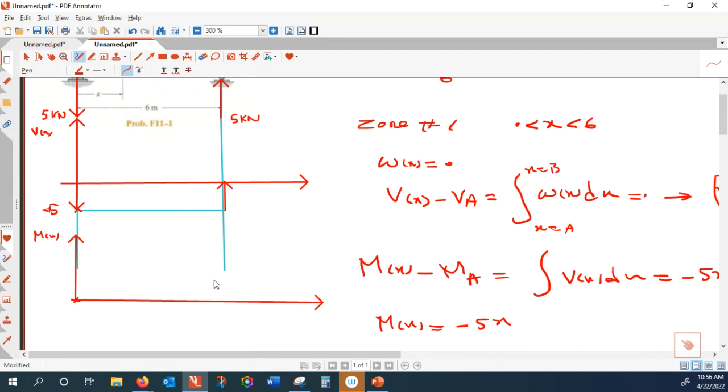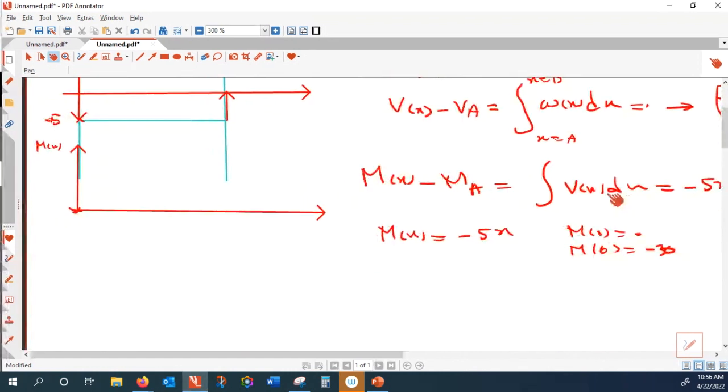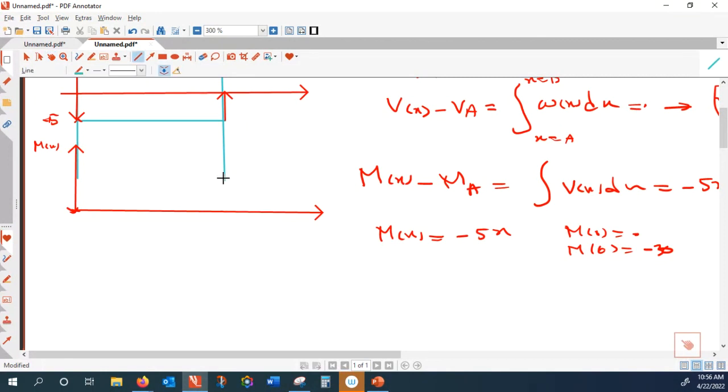It starts at 0 and ends at minus 30. So just let's check this equation. If I want to check that, I have to check what is M of 0. M of 0 is 0. So this is 0 here. What is M of 6? X equal to 6. That is minus 5 times 6 minus 30. So it ends up to minus 30 Newton meter here.